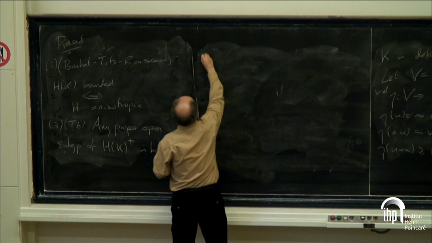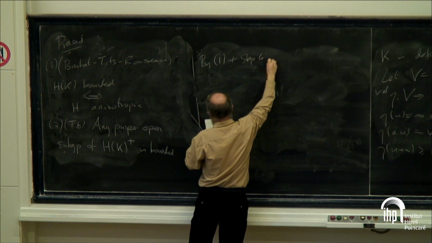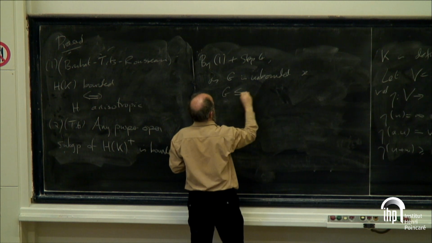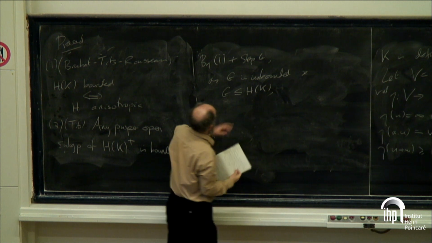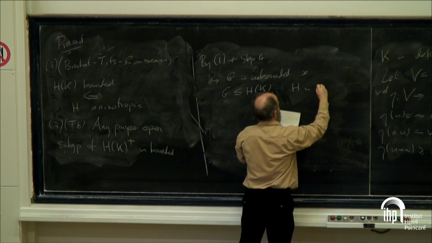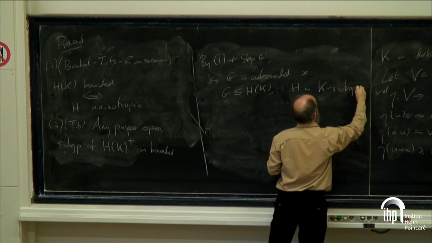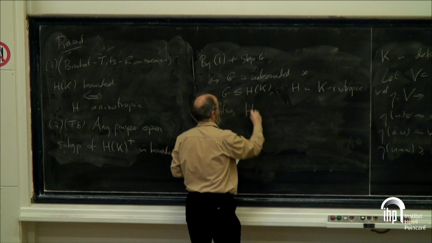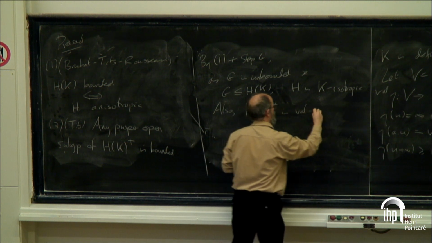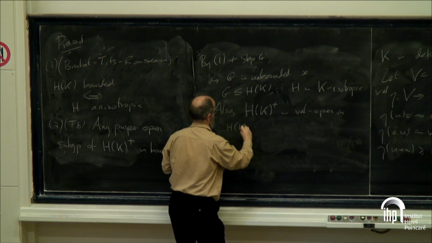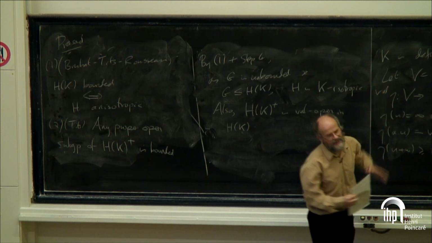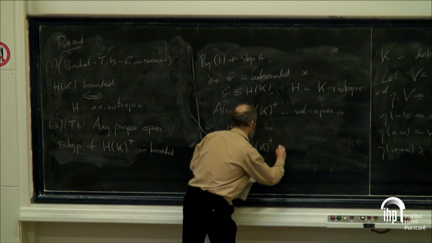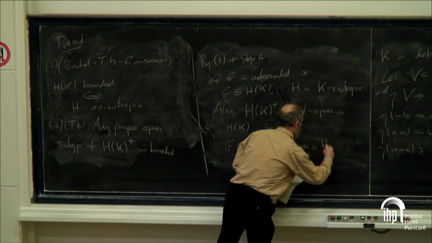So what can we do with this? Well, by 1 plus step 4, as we know G is unbounded, and G is inside H of K, that means that H of K is unbounded, so you get that H is K-isotropic. But also one can show that H of K plus is valuation open in H of K. We know that G is valuation open in H of K. So G intersect H of K plus is open in H of K, and so infinite.